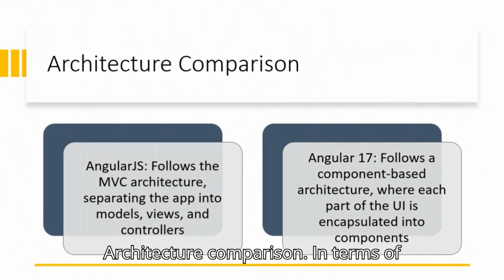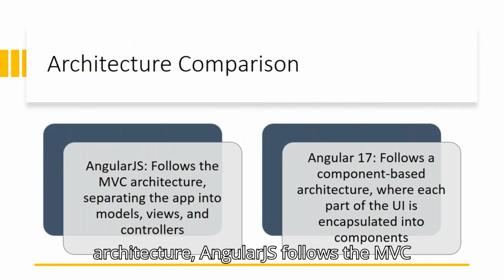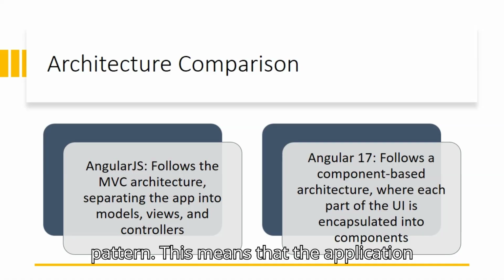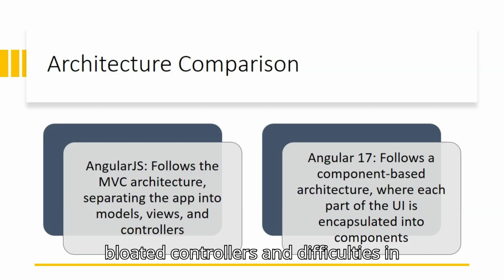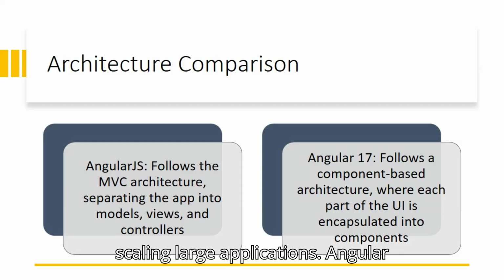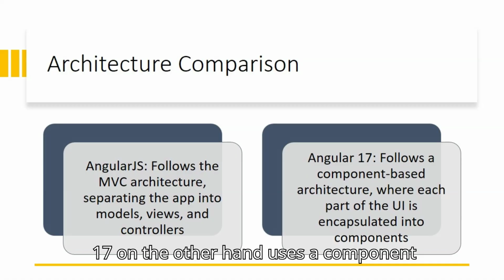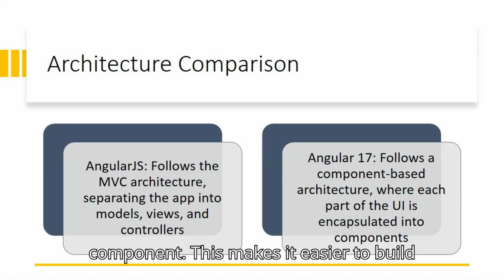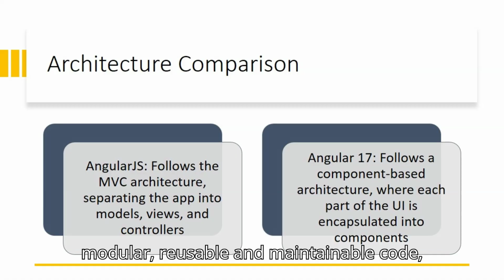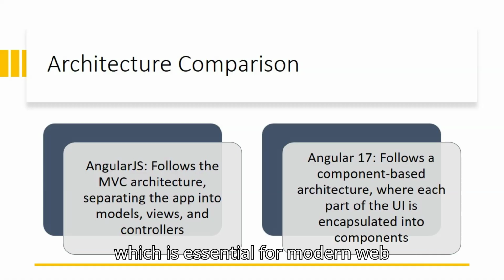Architecture comparison. In terms of architecture, AngularJS follows the MVC pattern. This means that the application is divided into models, views, and controllers, with controllers being responsible for most of the logic. However, this often leads to bloated controllers and difficulties in scaling large applications. Angular 17, on the other hand, uses a component-based architecture where each UI element is encapsulated in its own component. This makes it easier to build modular, reusable, and maintainable code, which is essential for modern web development.